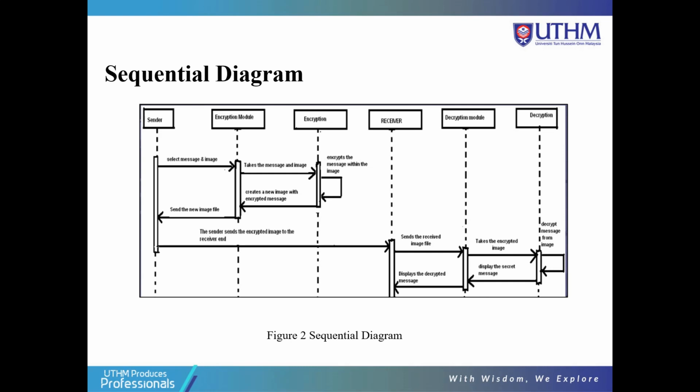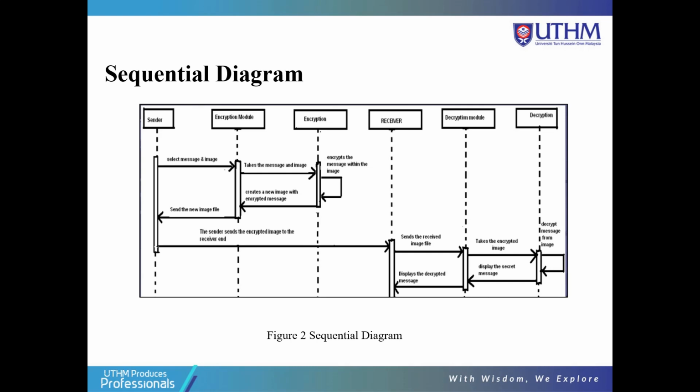For the execution part, the sender will select a message and an image, take the message and the image, encrypt the message within the image, and create a new image in the same directory and send the image file to the receiver. The receiver receives the file, displays the decrypted message using the secret key, and replies with the same process.